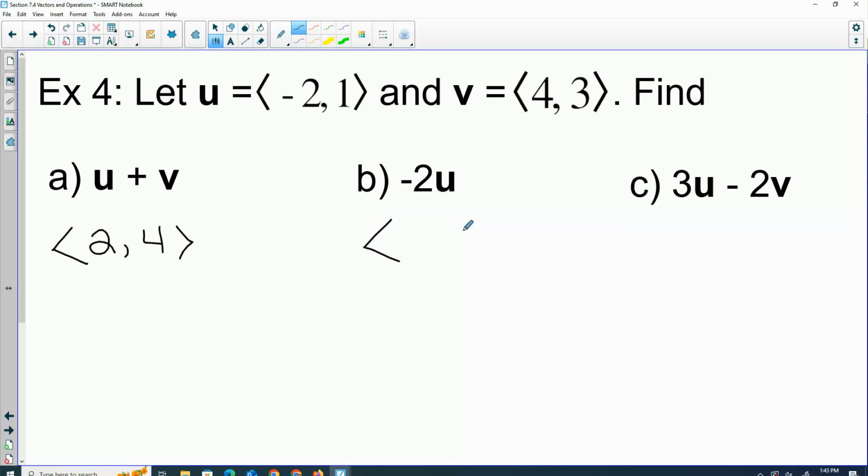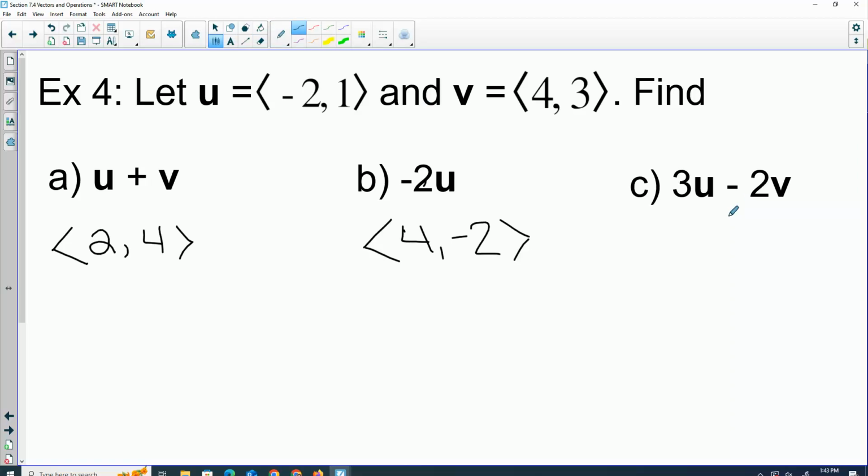What would you get if you did -2u? Close, except sorry, it's negative 2u. So it'd be positive 4, negative 2. You just take both of the numbers in u times negative 2.